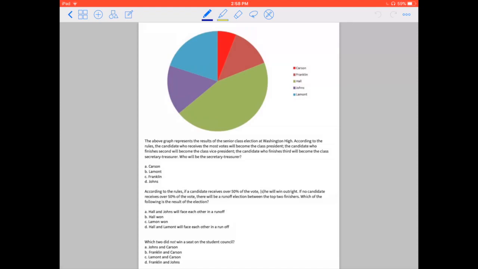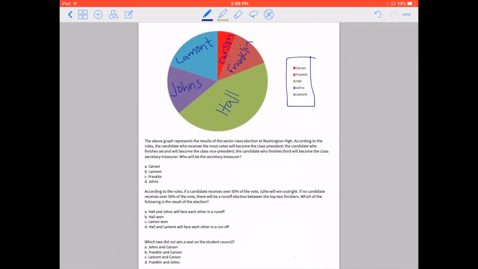This graph represents the results of the senior class election at Washington High. According to the rules, the candidate who receives the most votes will become the class president. The candidate who finishes second will become the vice president, and the candidate who finishes third will become the class secretary treasurer. Who will be the secretary treasurer? If we look at this, it gives us a little key right here. This red is Carson. This is Franklin. We have Hall, Johns, and Lamont.